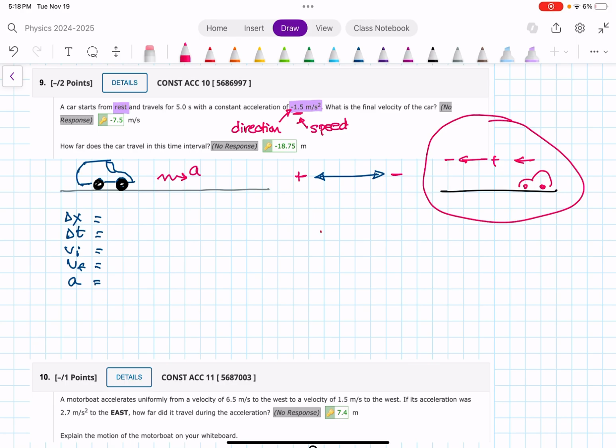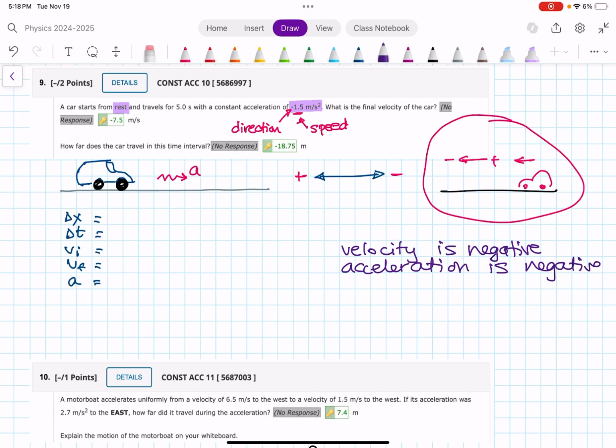So in this example, the velocity, let me write that in a different color. The velocity is negative, and the acceleration is negative. I know the velocity is negative because it's moving in this direction. It's moving in this direction. I know the acceleration is negative because they tell me. So this brings me to an important point.